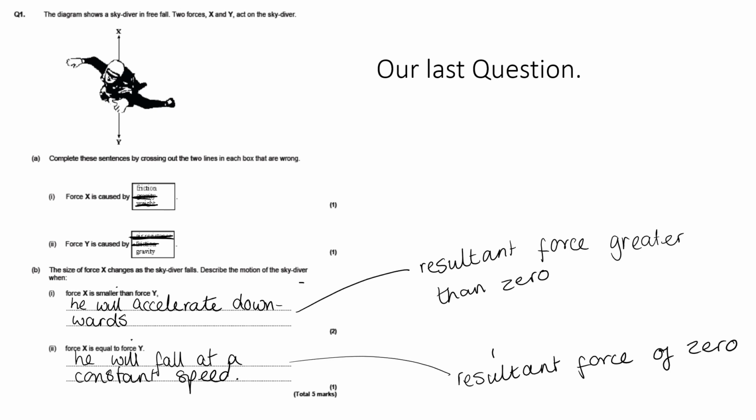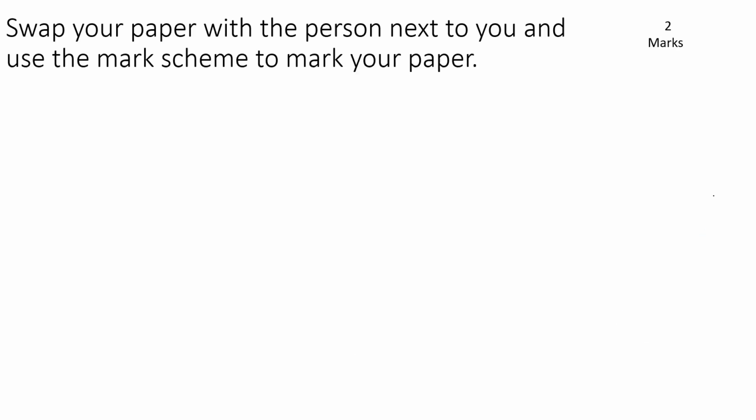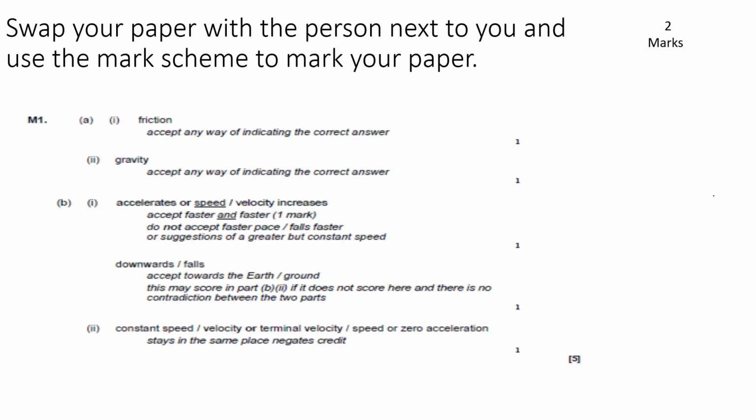Let's have a look at the answers. So friction, gravity. We got those two. You should have said something along the lines of accelerates, velocity increases, downwards. Downwards, that's important for that second mark. And for 2, it's constant speed, 0 acceleration.